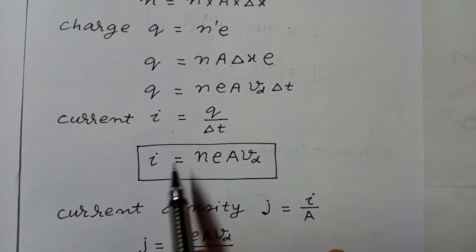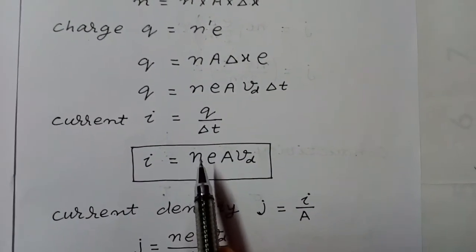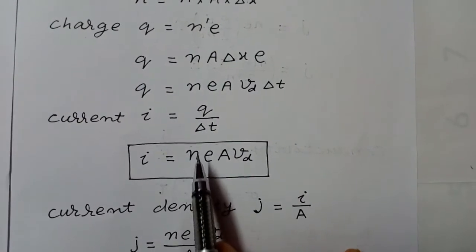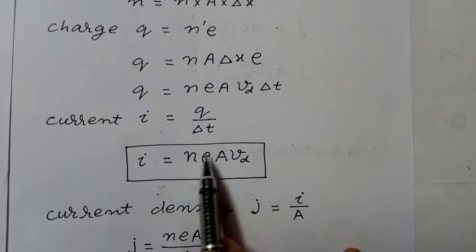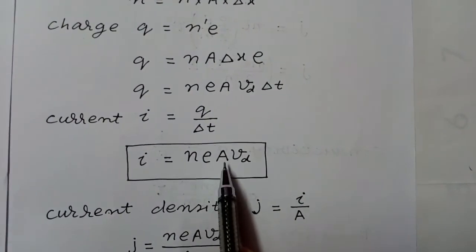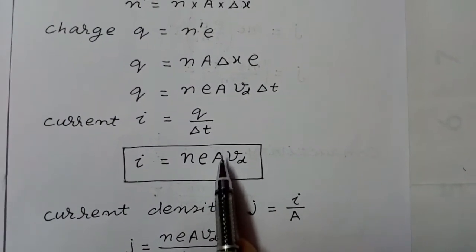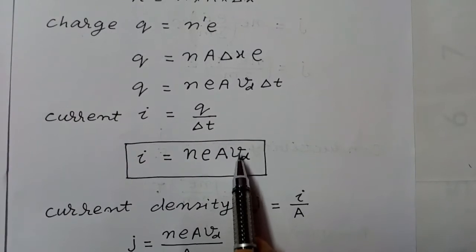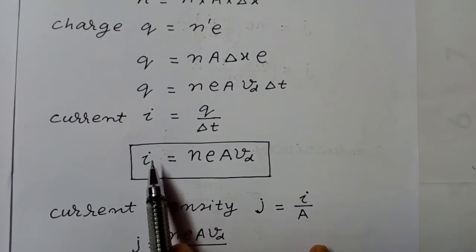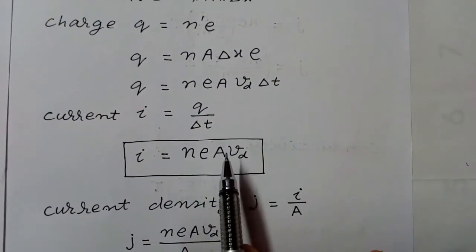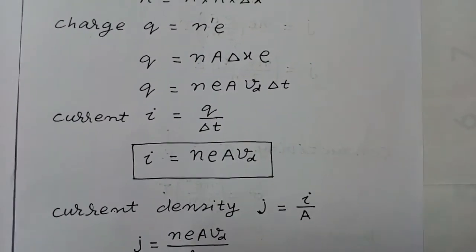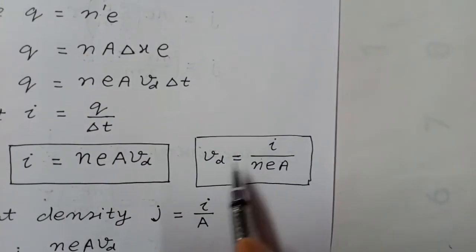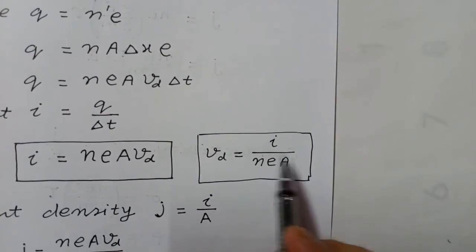So current I is equal to n, which is number density, meaning number of free electrons in unit volume, multiplied by charge of one electron small e, multiplied by area of cross section of the conductor capital A, and then multiplied by drift velocity Vd. So this is the relation between current and drift velocity. Now from here, if current is known, then we can calculate drift velocity. So Vd is equal to I upon neA.